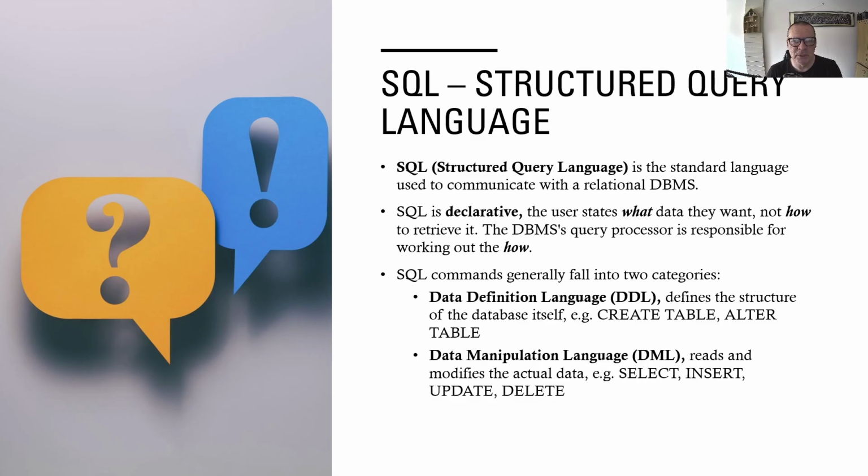SQL commands fall into two categories: data definition language, DDL. These define the structure of the database itself, so when you're actually making the database or changing the structure of a database. And data manipulation language, which is how we read, actually ask questions of the database, put new data in, and so on. So DDL is for the structure and DML is to actually use the data.